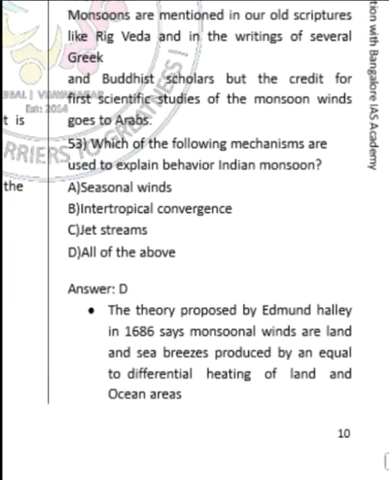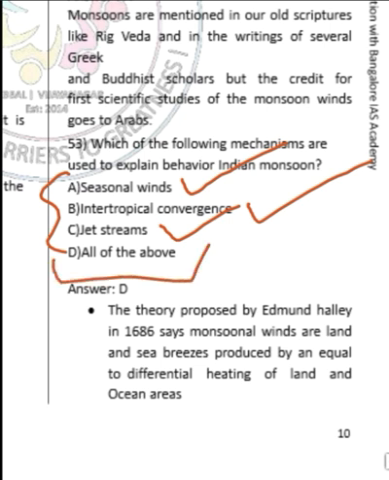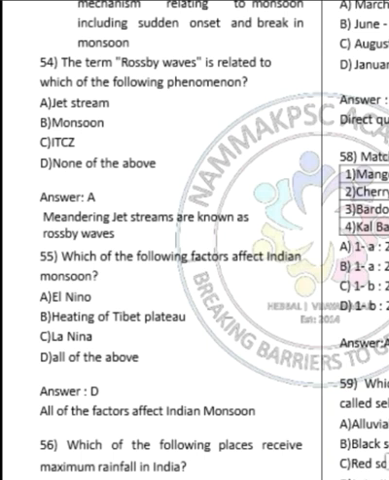Question number 53, it is asking which of the following mechanisms are used to explain the behavior of Indian monsoon? So options are, you can see that option A, seasonal winds, option B, intertropical convergence, option C, jet streams. So all these three explain the behavior of Indian monsoon. So answer is option D, all of the above. In the answer key, I have given information about all the three mechanisms. You can go through it. Question number 54. The term Rossby waves is related to which of the following phenomena? Answer is option A, jet stream. Meandering jet streams are known as Rossby waves.